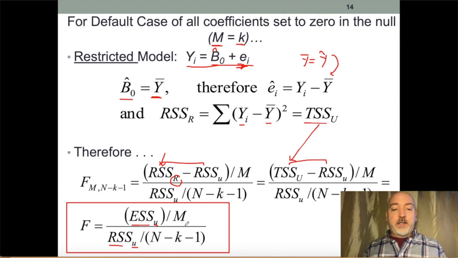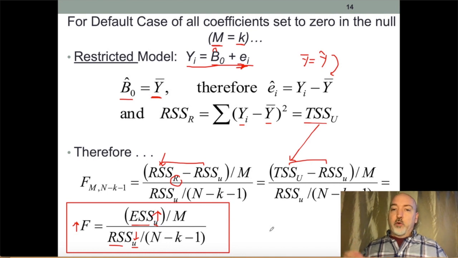And the other nice thing is this is now starting to look something like an R squared. So think about what happens when the performance of our model increases. The ESS goes up, the RSS goes down, and the R squared goes up. We're explaining a greater percentage of the variation. Well, as that happens, the F-statistic is going to go up as well.